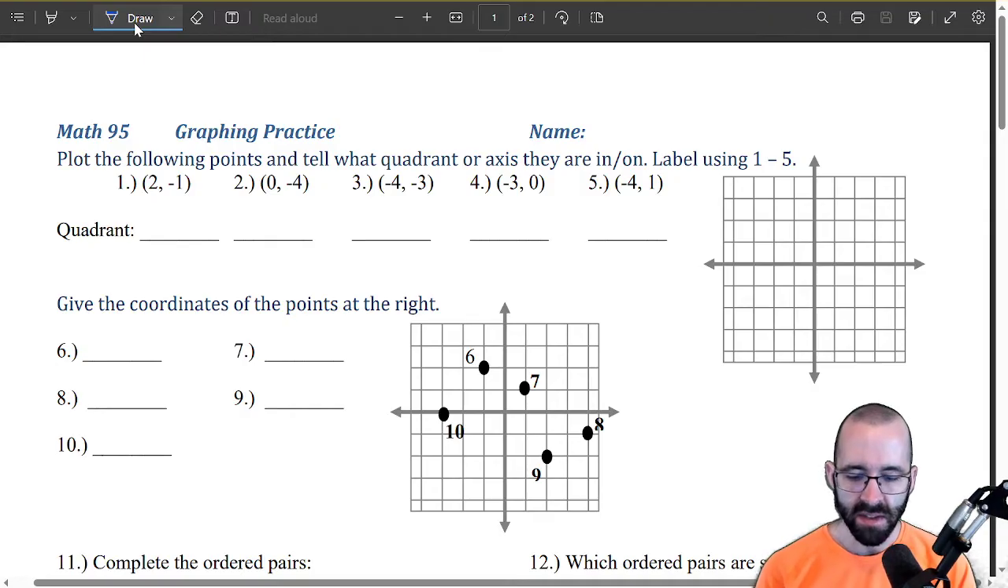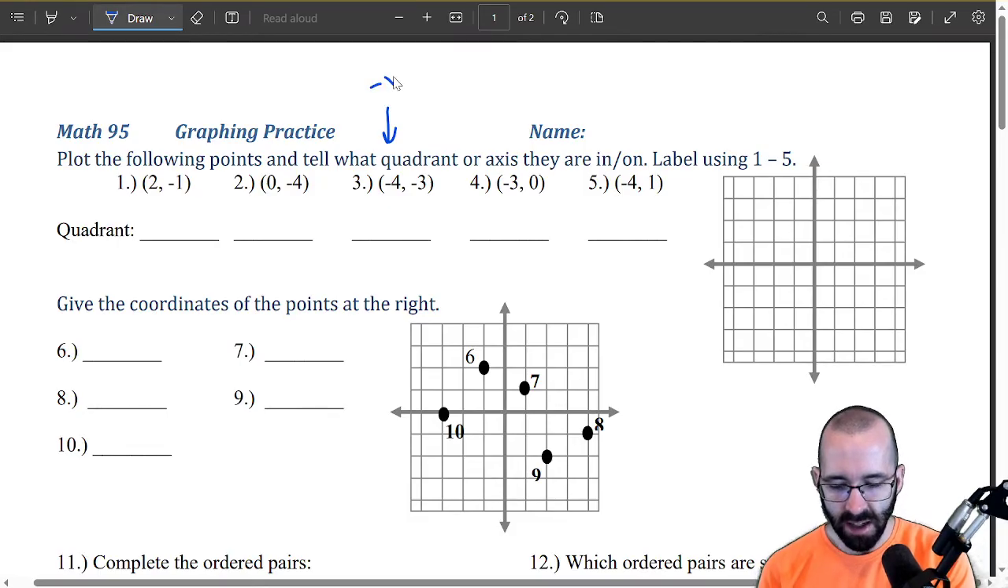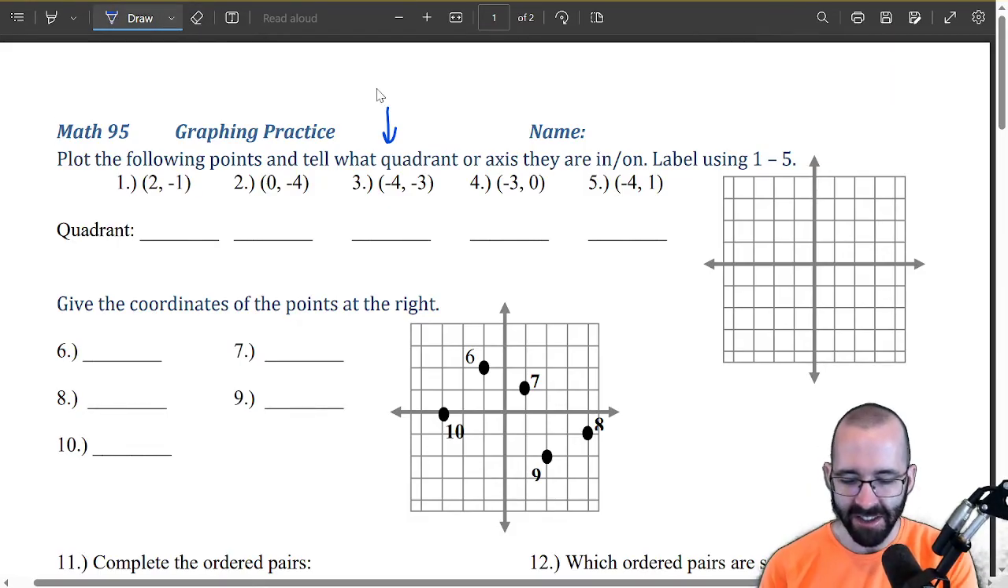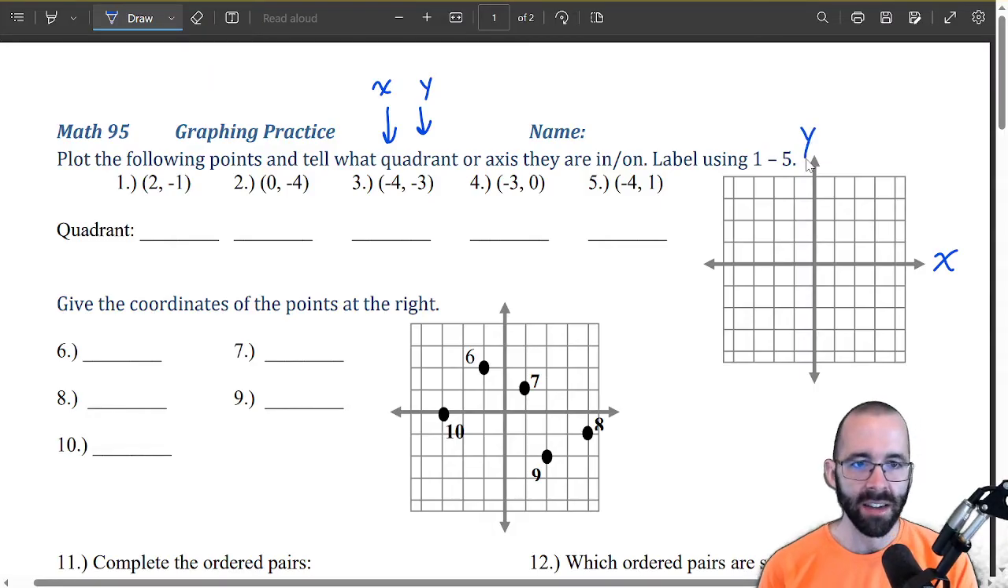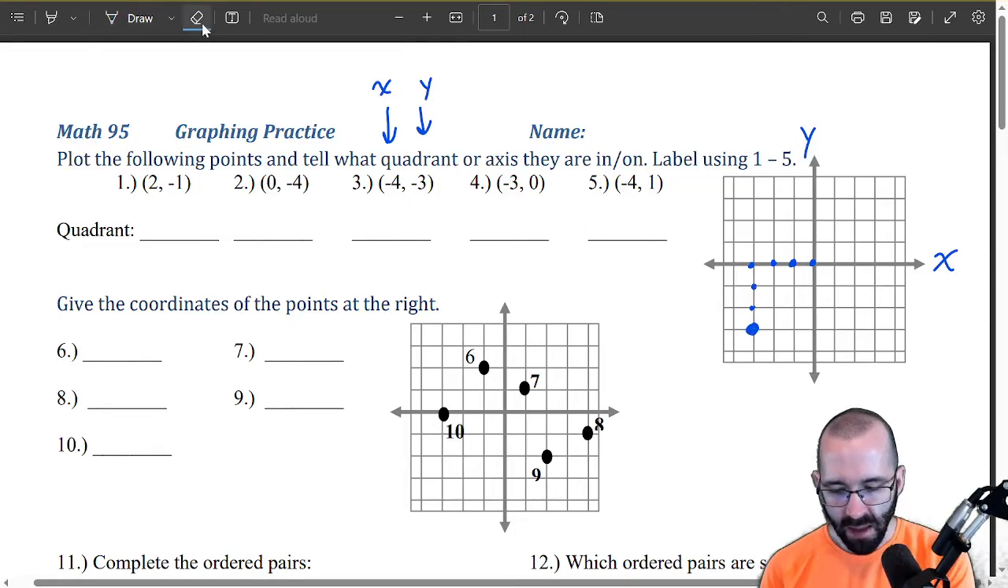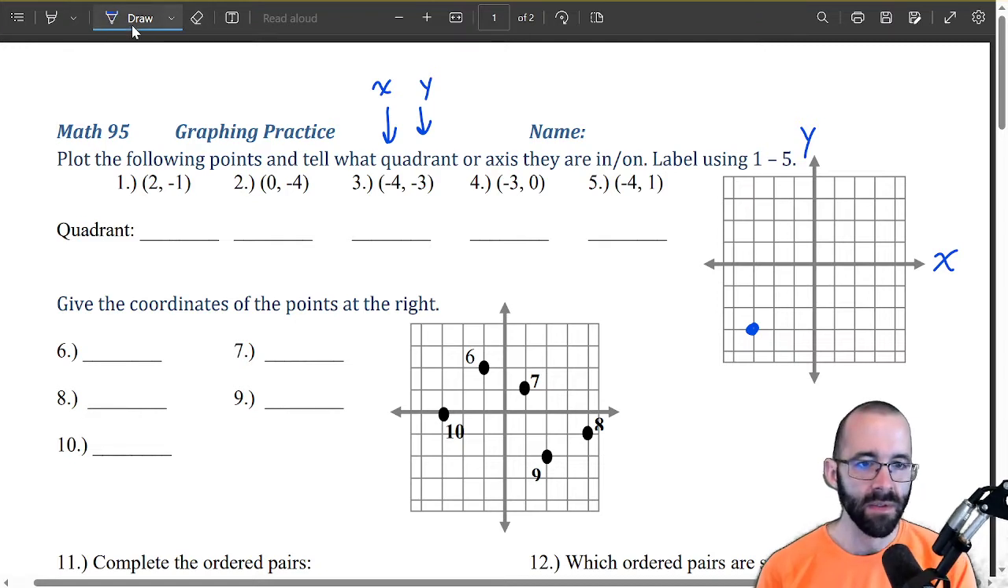Plot the following points and say what quadrant or axis they're in or on, and label using 1 to 5. So number 3 is the point (-4, -3). Remember, the first one's the X coordinate and the second one's the Y coordinate. This is the X axis. This is the Y axis. So -4 means we count 1, 2, 3, 4 to the left. -3 means we count 1, 2, 3 down. And that brings us to our point.